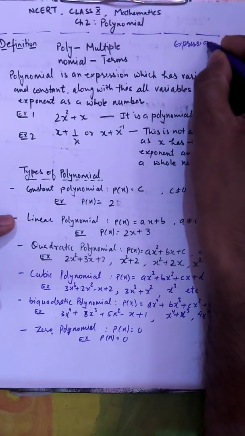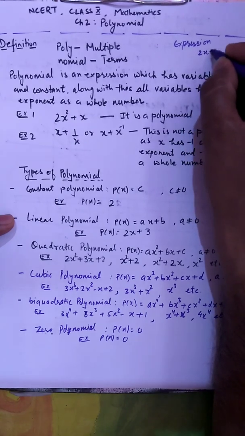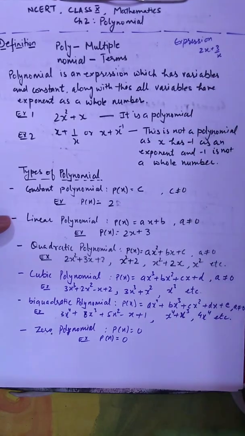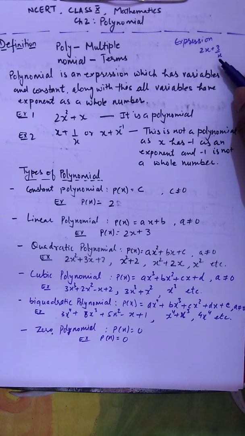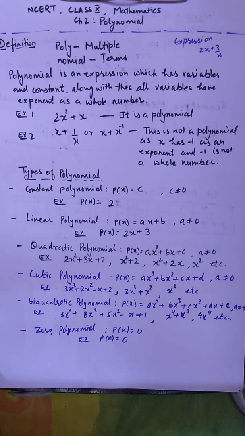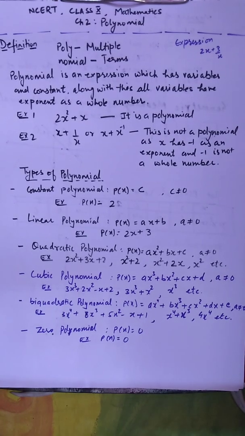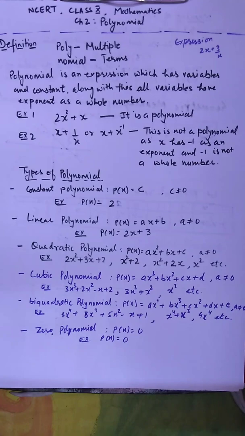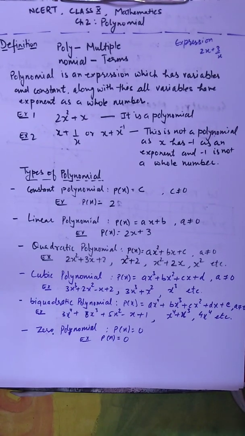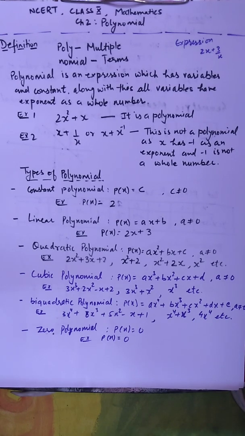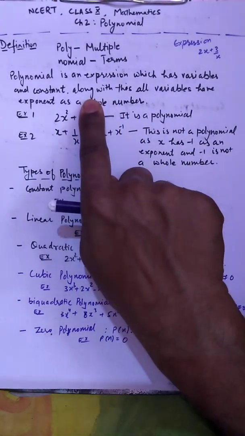can be 2x plus 3 upon x. So you can see this is an expression in which you can see the variable x and some constants 2, 3 and 1 etc. So this is an expression. So a polynomial is also a type of expression in which variables and constants are there, but how it is different from an expression, this line will tell you.